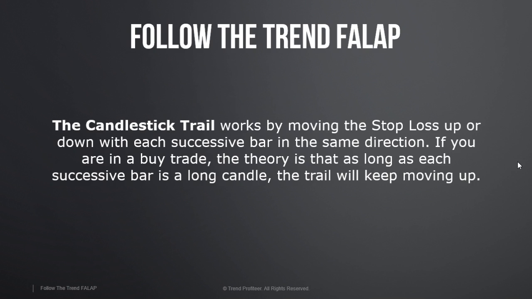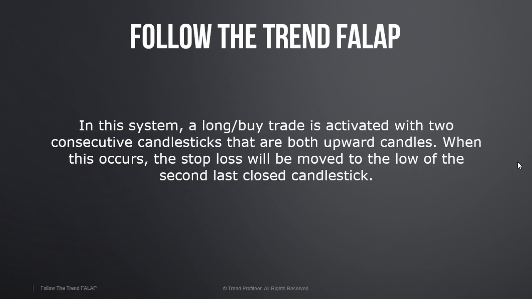The candlestick trail works by moving the stop loss up or down with each successive bar in the same direction. If you're in a buy trade, the theory is that as long as each successive bar is a long candle, the trail will keep moving up. In this system, a long buy trade is activated with 2 consecutive candlesticks that are both upward candles. And again, you can customize this to have your price below the lows of candles on a buy trade or above at a preset point. It also allows you to adjust the consecutive number of candlesticks before it's activated.